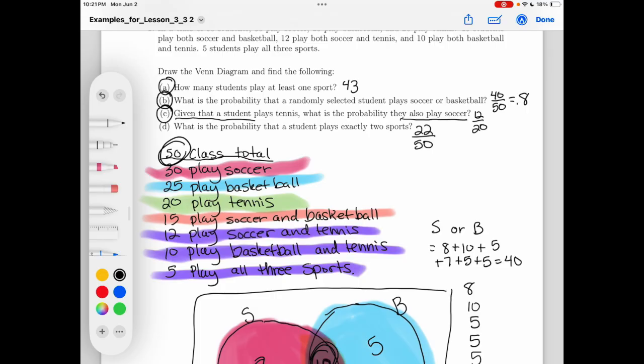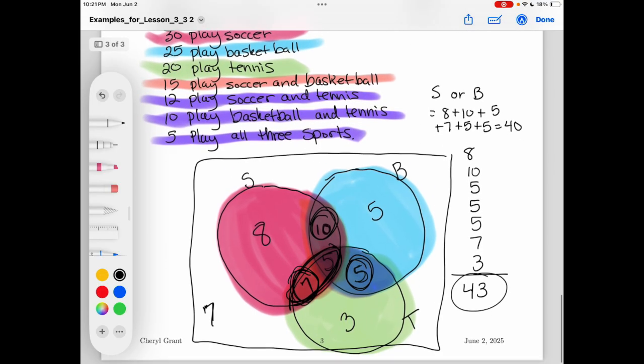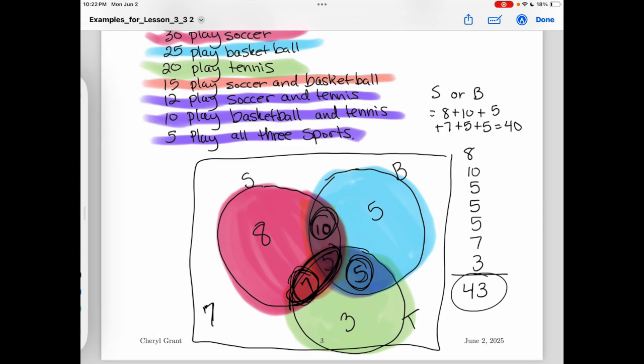So you can see how when you have a lot of overlapping groups, it's nice to create this diagram because it helps you figure out what groups overlap, and it helps you not double count certain members of the different groups or sets.